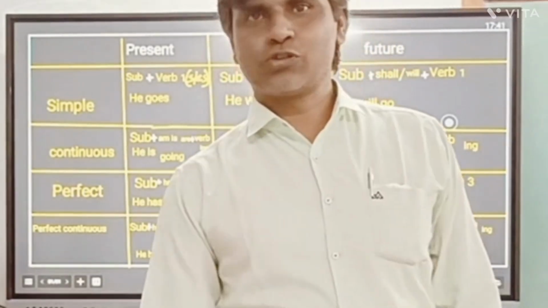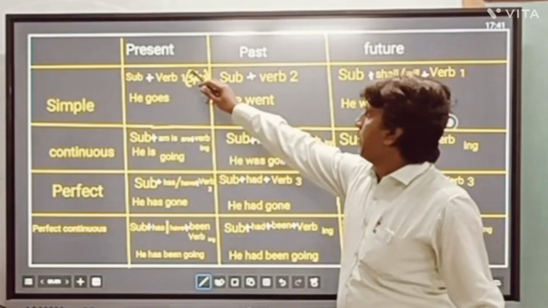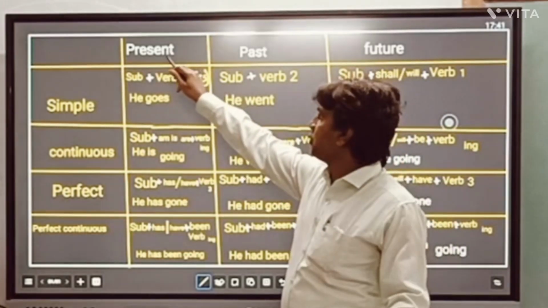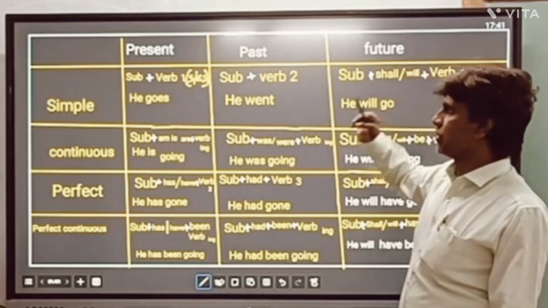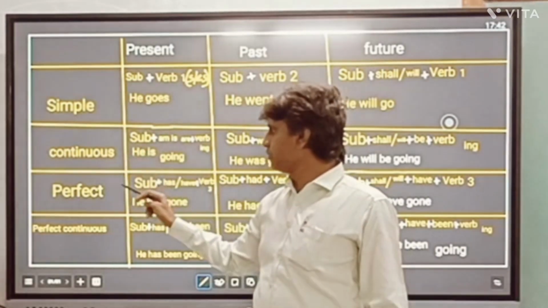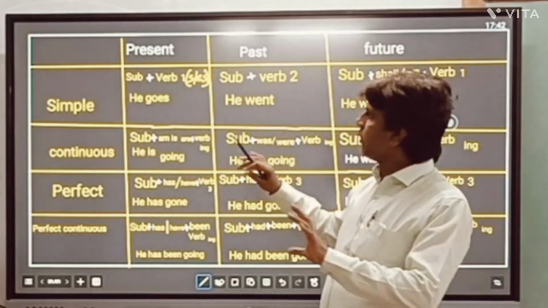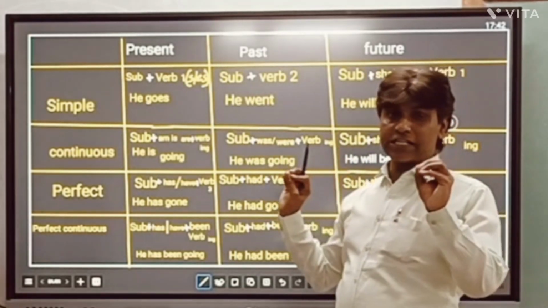So let's discuss today different types of tenses. There are three major tenses: present, past, future, and each tense has four subtypes: simple, continuous, perfect, and perfect continuous. Now, what we have to do, we have to revise it in max 5 minutes.